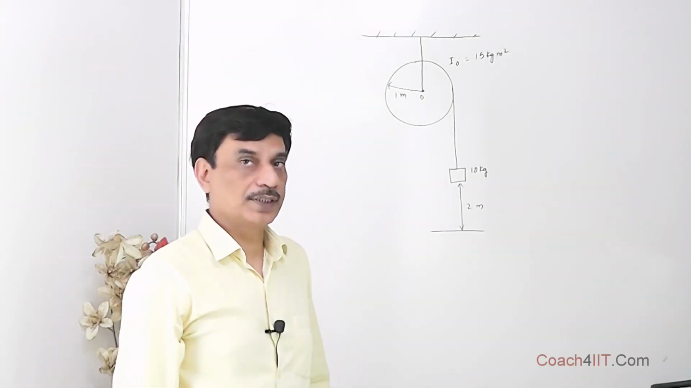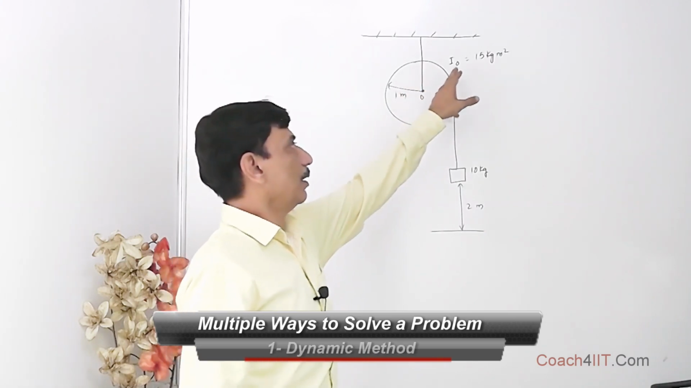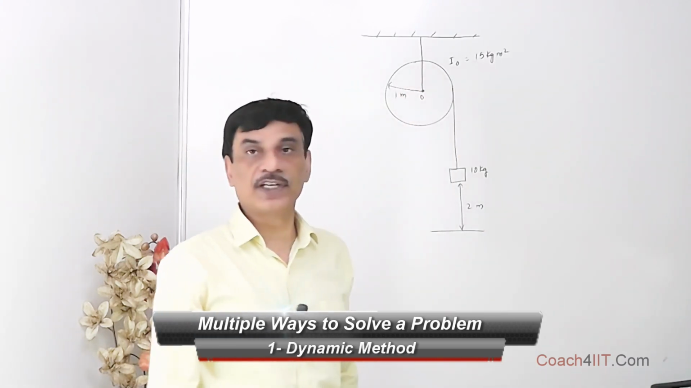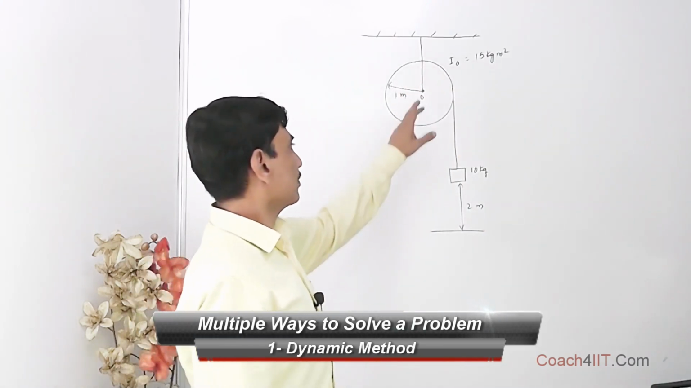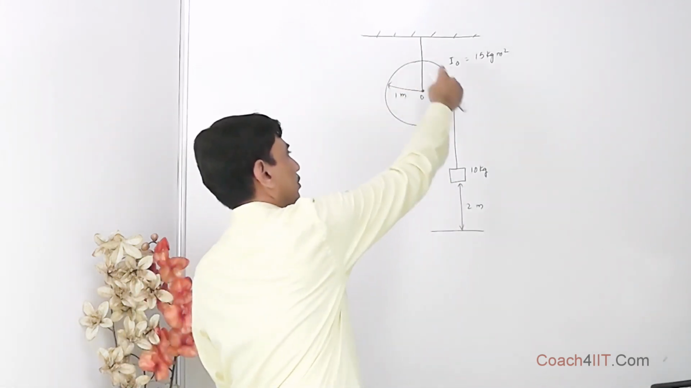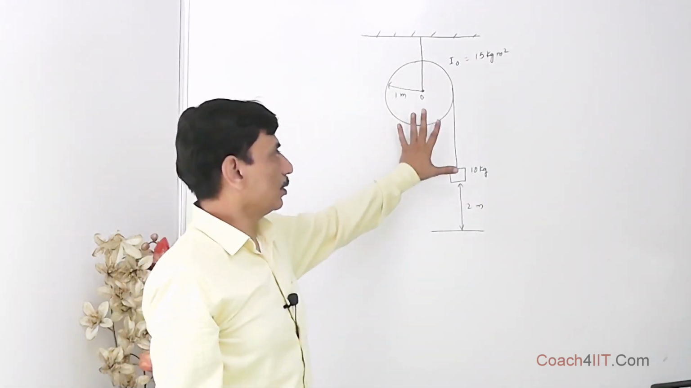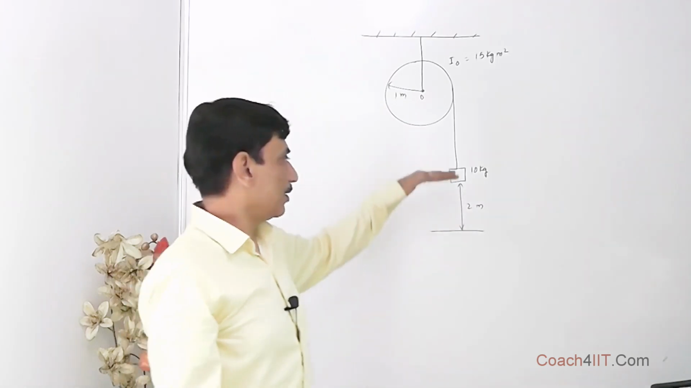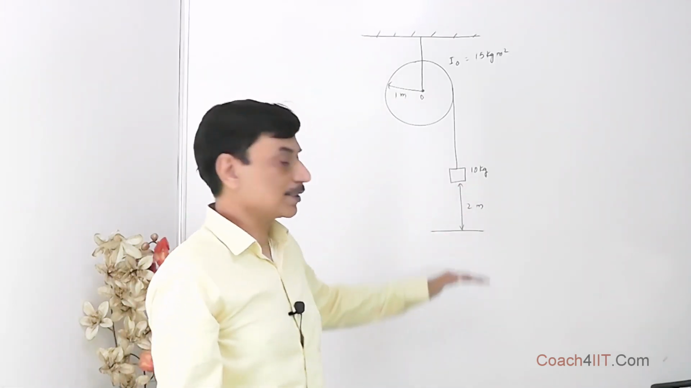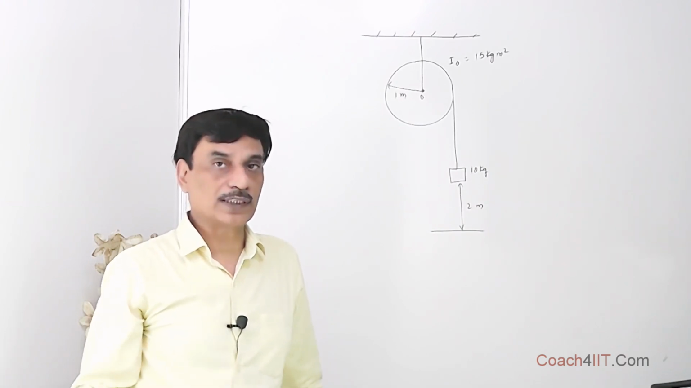Consider a case where there is a pulley of some mass, and the moment of inertia of this pulley about this axis is 15 kilogram meter square, and its radius is given as 1 meter. A string is wound over it, and over here a 10 kg mass is hanging. Initially the whole system is stationary, and then this block is released and strikes the floor with some velocity. We are asked with what velocity it is going to strike the floor.